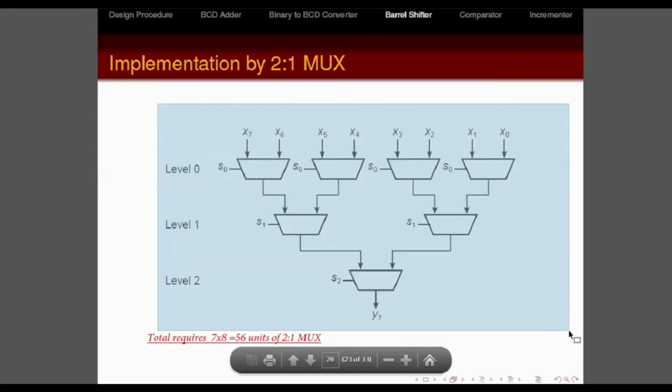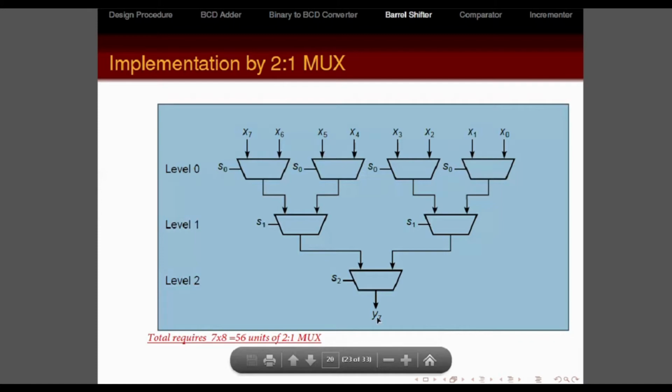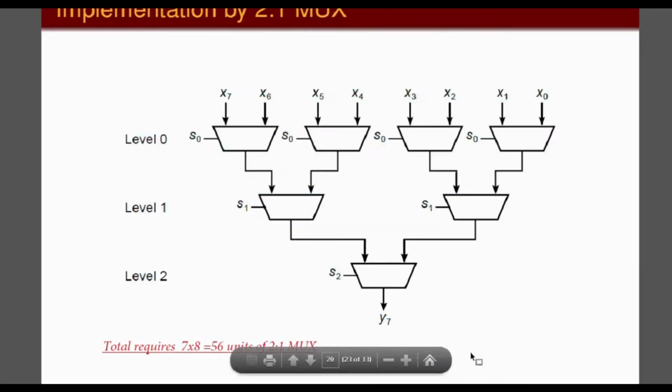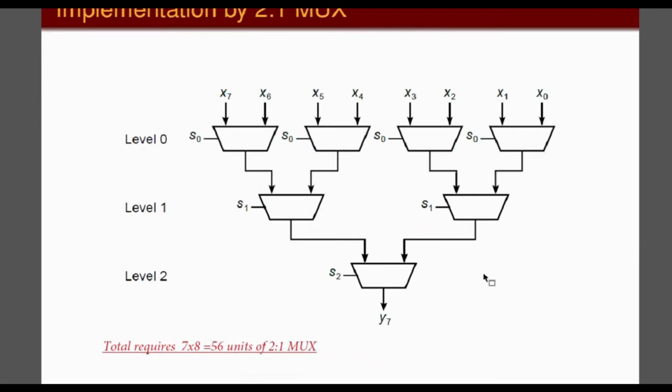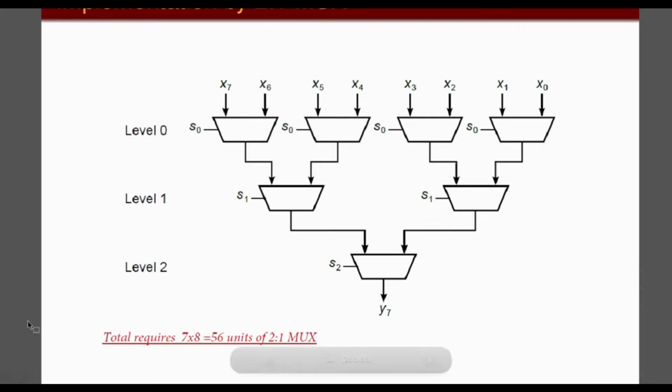The whole thing here is only for y7. So that means for y6, we have 1, 2, 3, 4, 5, 6, 7. 7 marks 2x1 need to generate y7, and you need another 7 for y6, another 7 for y5, and so on. So in the end, you require 7 times 8, 56 2x1 marks. Okay?